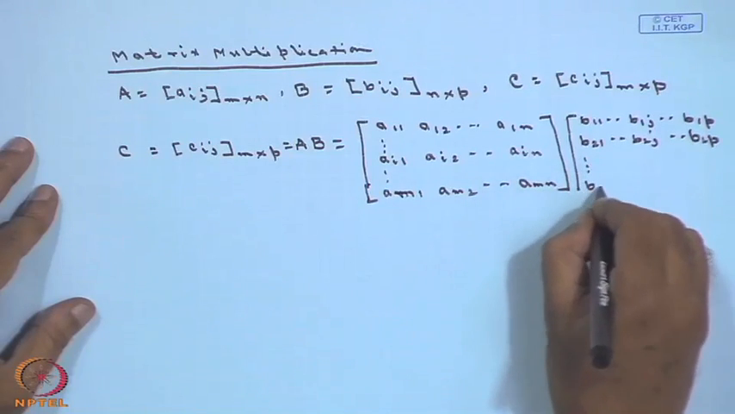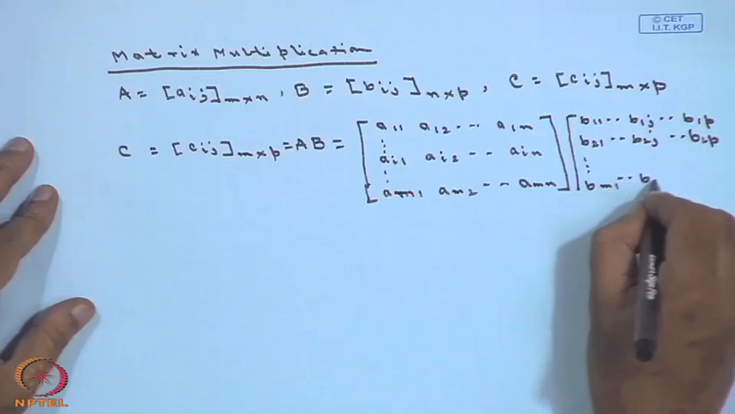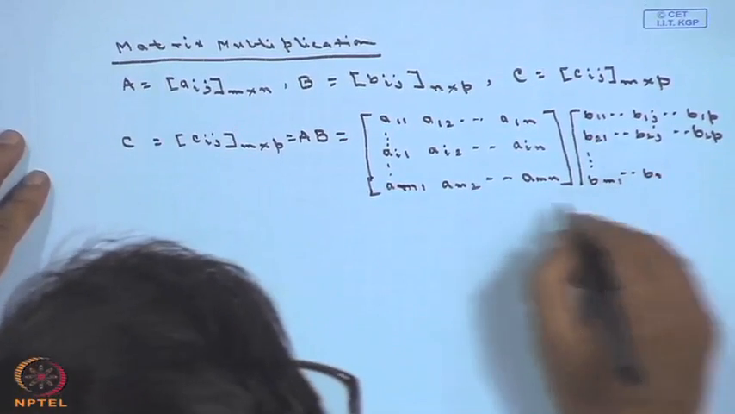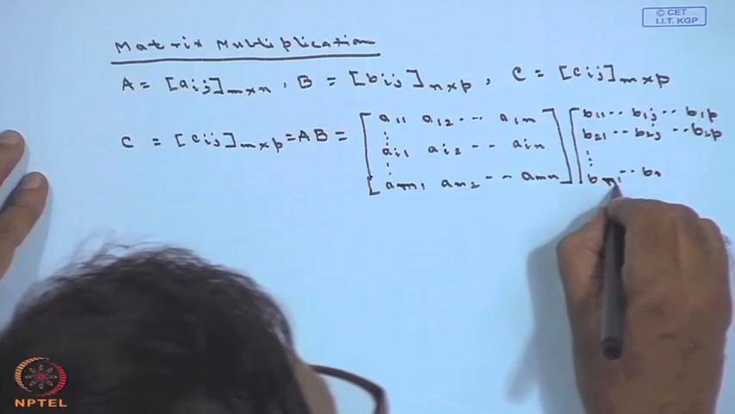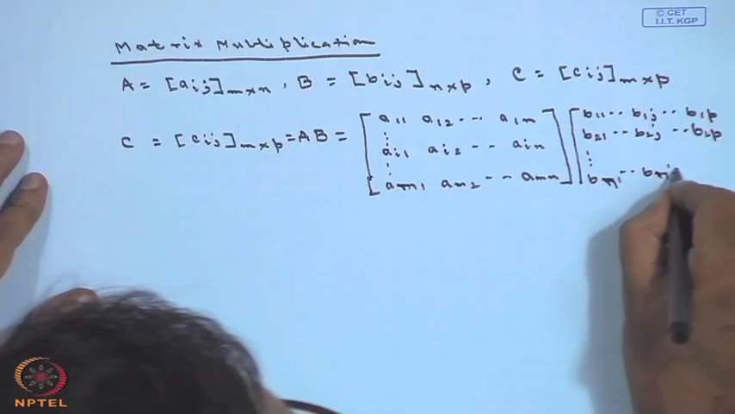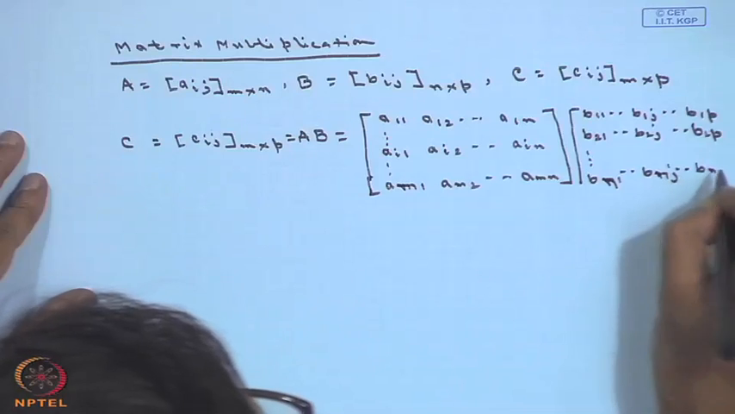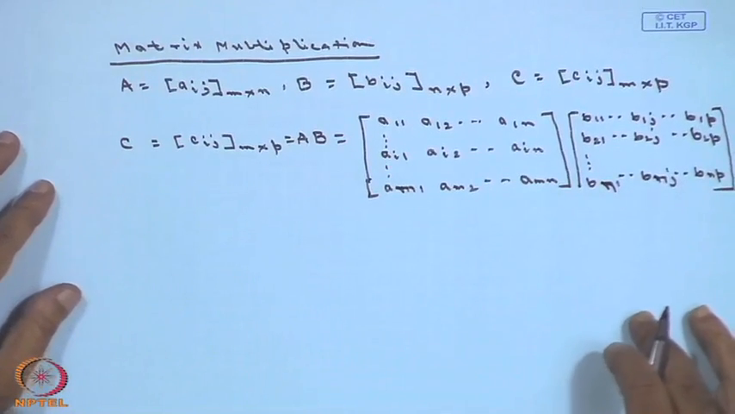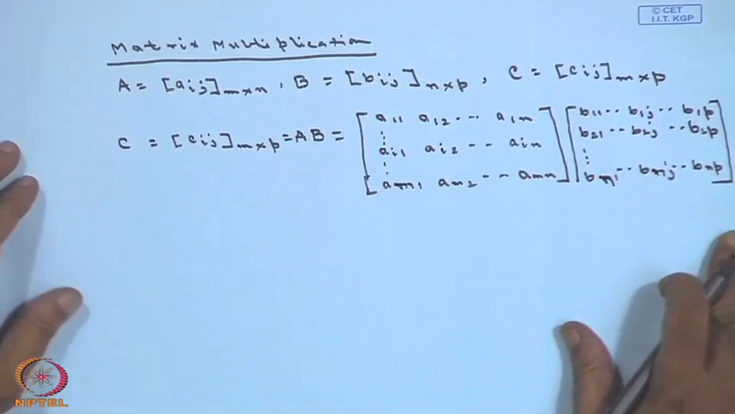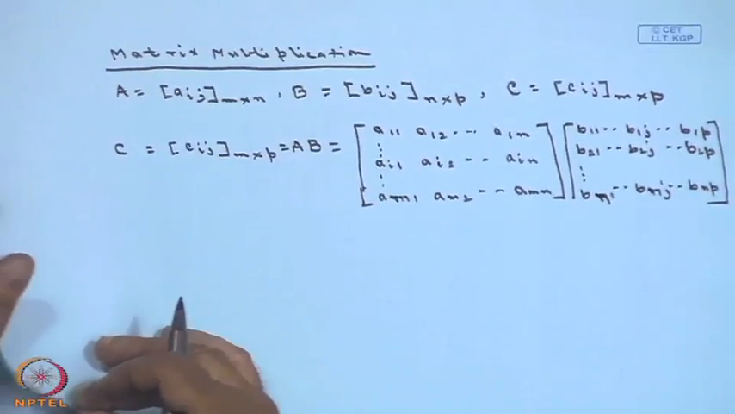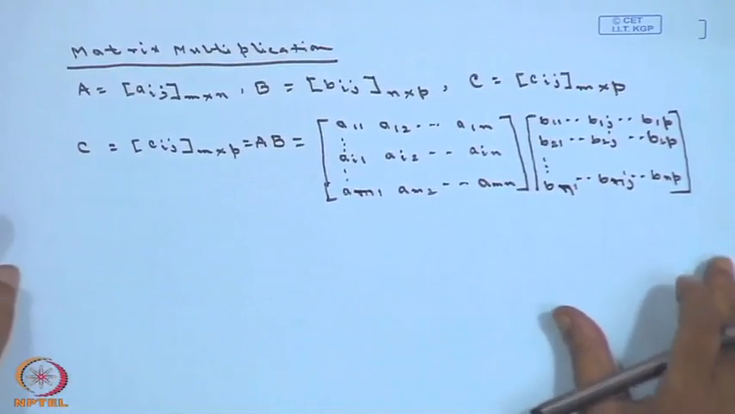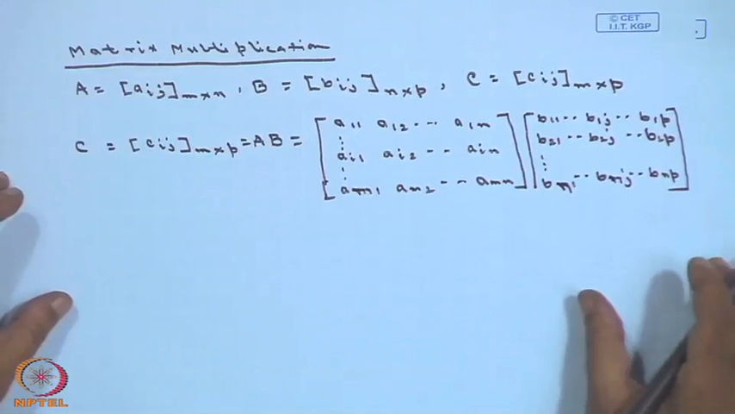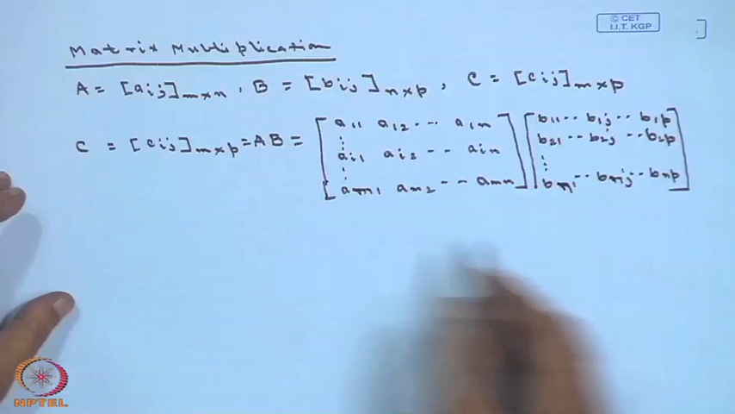Similarly, Bm1, this should not be n cross p, so it will be n, Bnj and Bnp. So, whenever you are having two matrices like this, just you see this one, whenever you have matrices like this way, in that case, what happens?